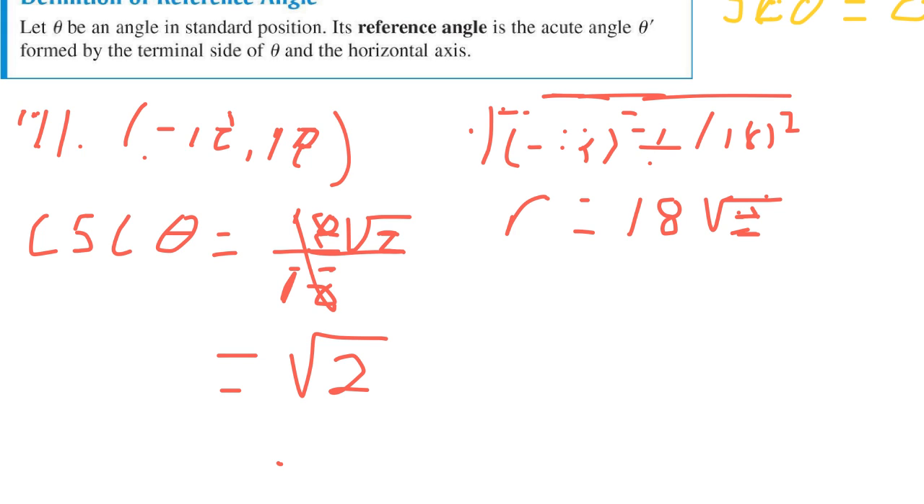Let's go look at the next one, 42, which is a tangent problem. Tangent and cotangent, you're very lucky because you don't have to go find r for those problems. Makes it a lot easier if you don't have to go find r.